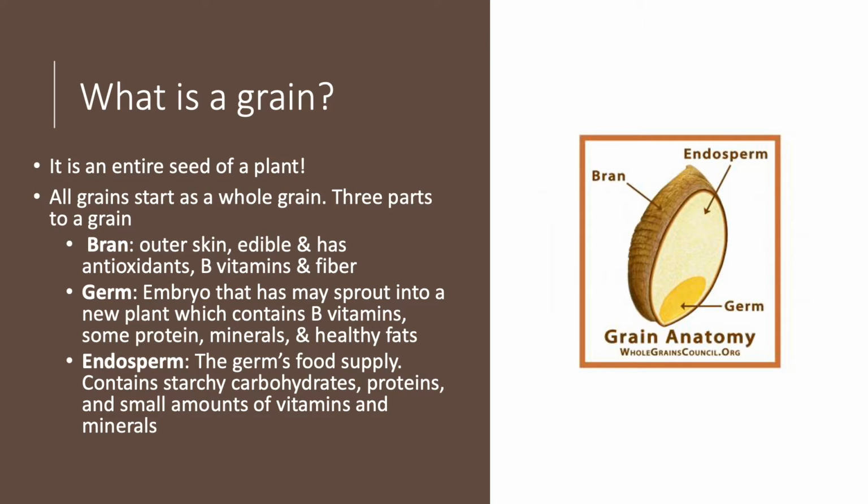It consists of three parts, and each part has its own nutrients, and combined it has a variety of B vitamins, fiber, antioxidants, minerals, even some protein and starchy carbohydrates. So when we talk about including grains into your diet, we just mean the whole grain. We want all three parts so that you can receive its full benefit.